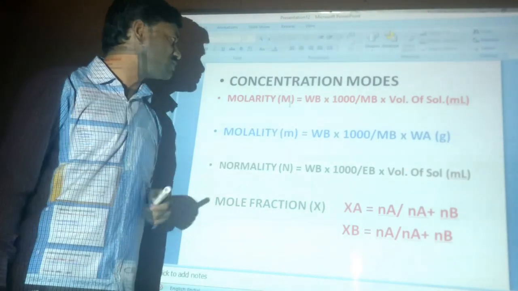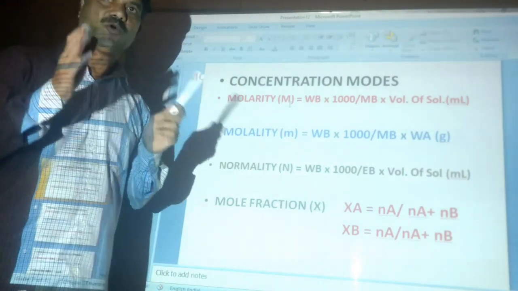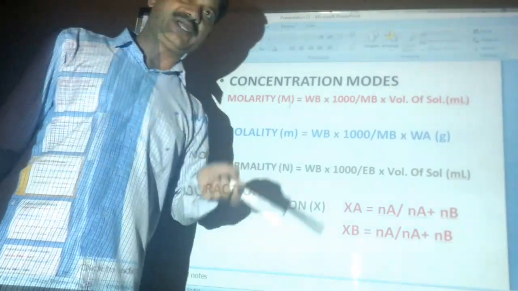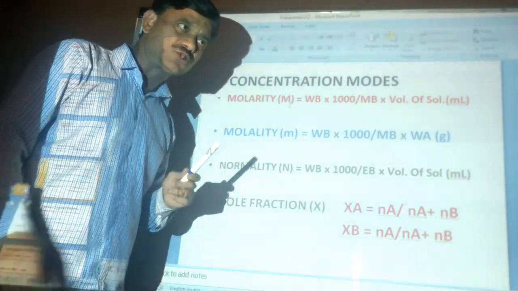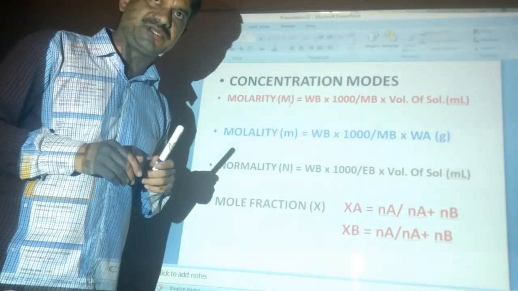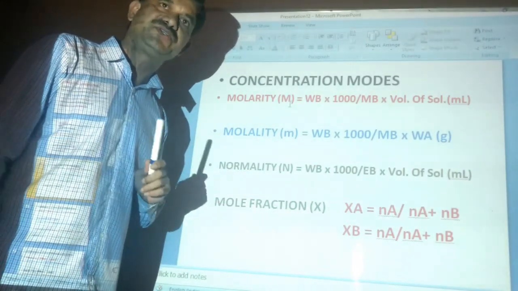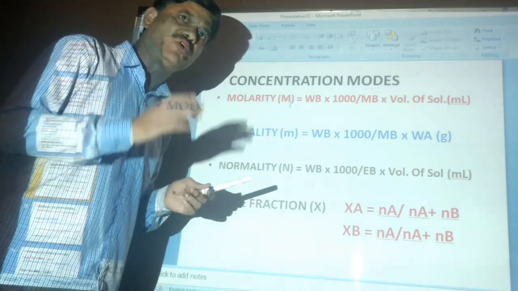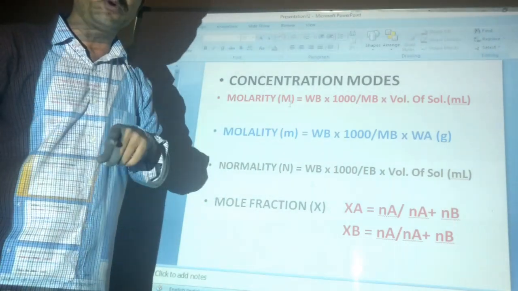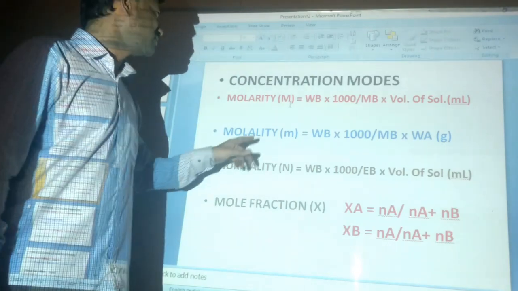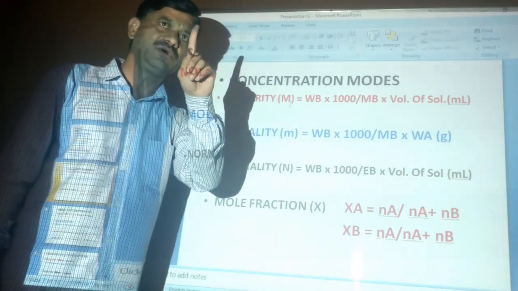Molarity. Suppose we want to prepare 1 molar NaOH solution. Can you tell me how much NaOH should be dissolved? Sodium has atomic mass 23, hydrogen 1, oxygen 16. So NaOH has molecular weight 40. When we dissolve 40 grams of NaOH in 1 liter of solution, that solution has molarity equal to 1.